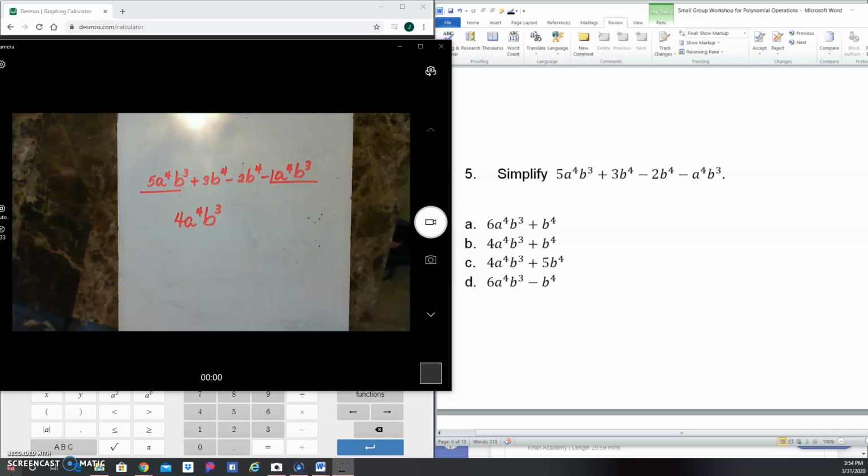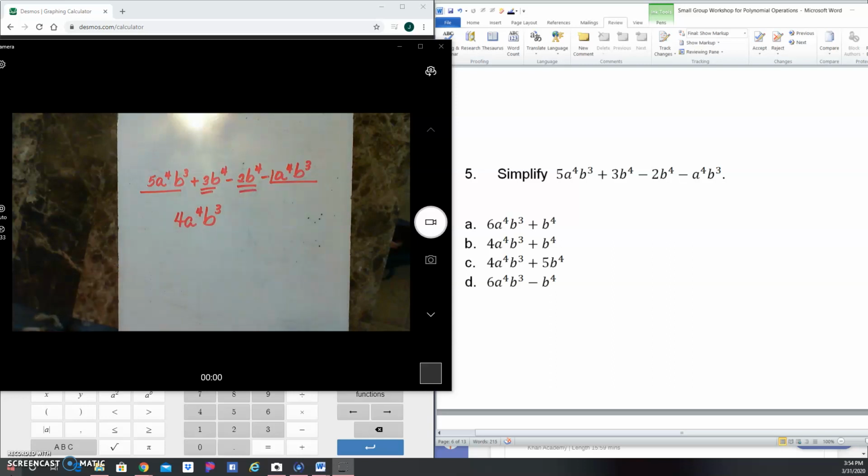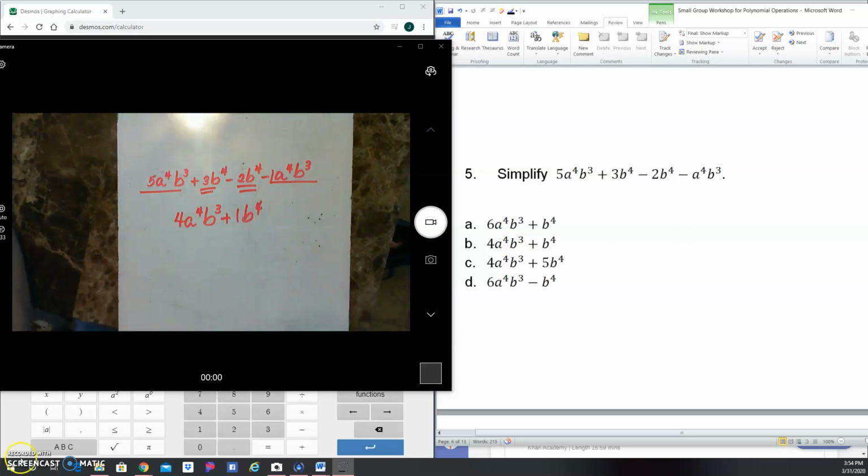Now let's take a look at these two remaining terms here. This is going to be read as 3 minus 2. And so because 3 minus 2 is a 1, you will just have to say that that is a positive 1, b to the 4th. So that is our answer. So let us try to match it. I think the answer here is letter B.